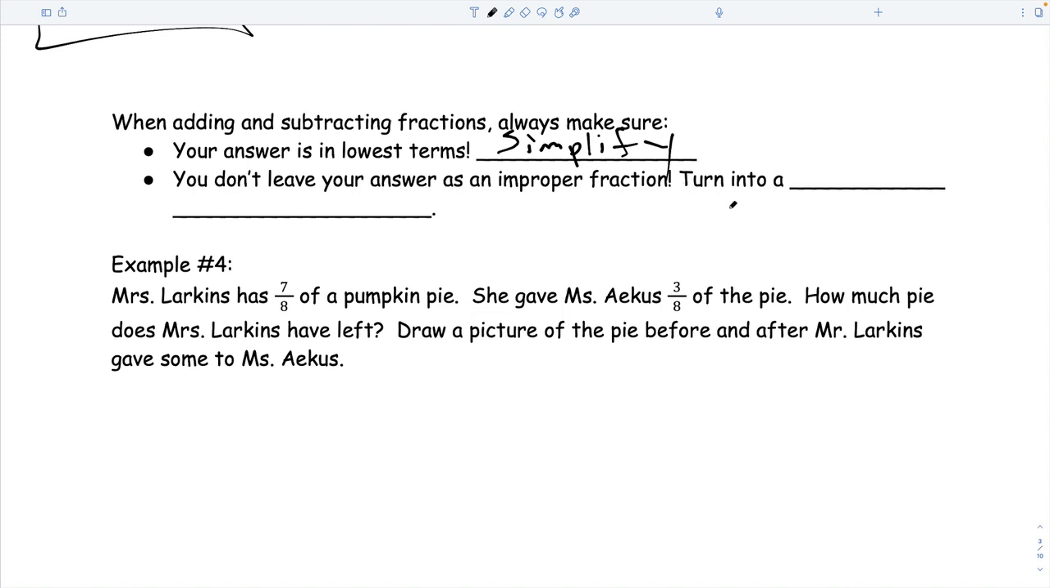Second, don't leave your answer as an improper fraction. The bottom number doesn't want to be squished. You need to free the number and make it a glorious mixed number.